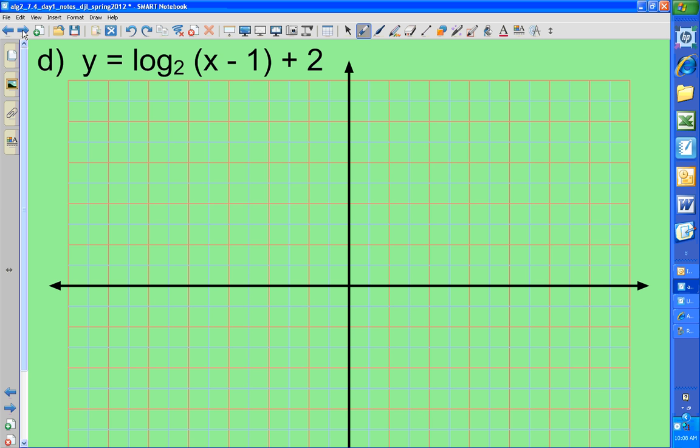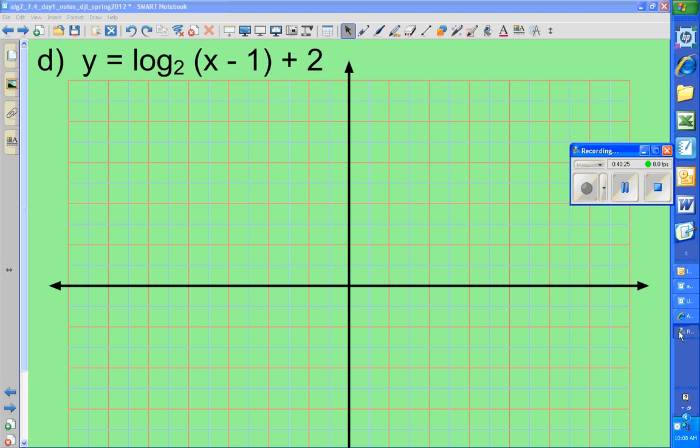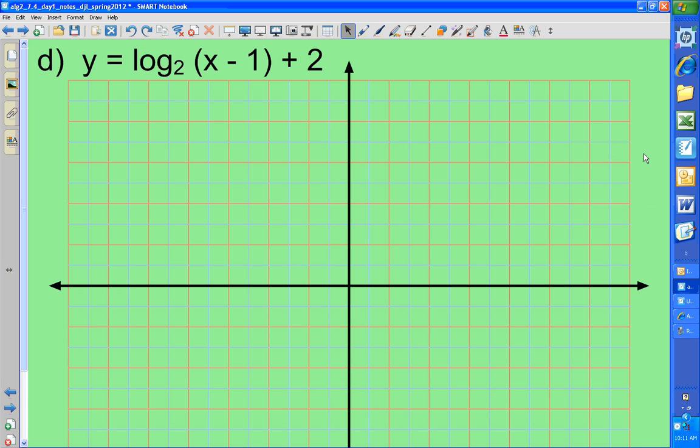Try this one on your own. See if you can get this one sketched out. So let's start with the list. Parent graph. I think Paige already said it. The parent graph, y equals log base 2 of x. Make sure that 2 is in the base spot.